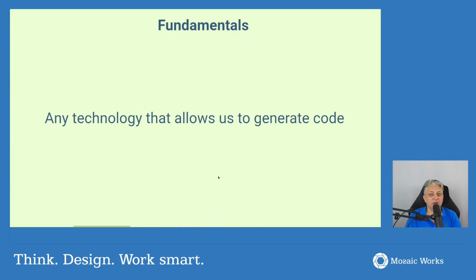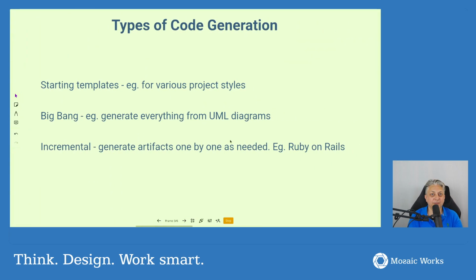So what we'll talk about is fundamentally any technology that allows us to generate code. We'll see that there are multiple types, but this includes the standard ones based on templates, the ones from your IDEs or your code editors, the ones built in various programming frameworks, but also AI, large language model generation. Let's talk a little bit about the types of code generation that exist.